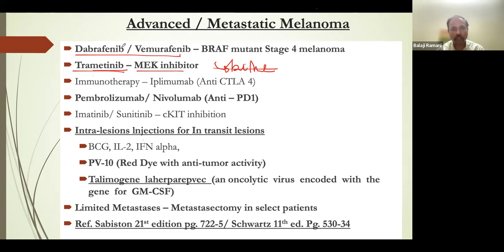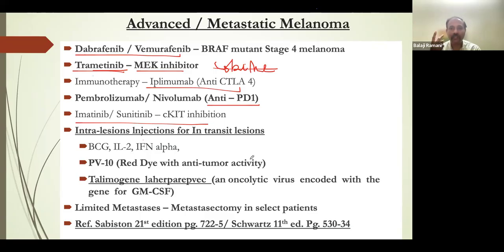So dabrafenib with trametinib or vemurafenib with cobimetinib are the combinations that are used. And immunotherapy, as I already mentioned, anti-CTLA4 is ipilimumab, and then you have your pembrolizumab and nivolumab, which are the anti-PD-1 agents. c-KIT inhibition is used whenever you have c-KIT positive melanomas, which happen very rarely.